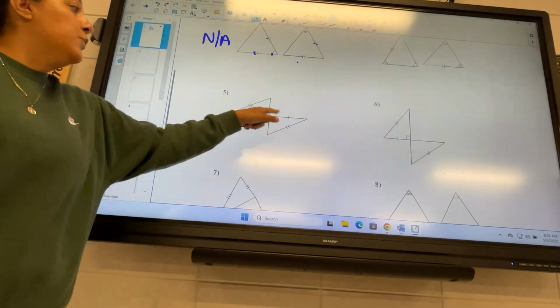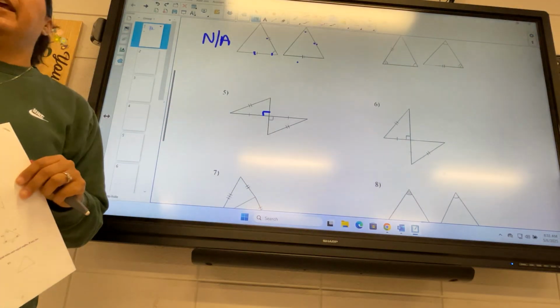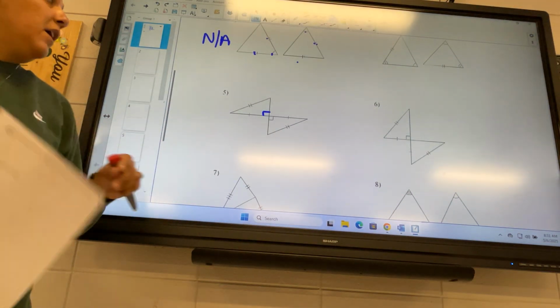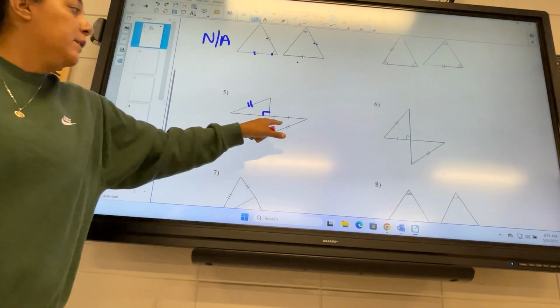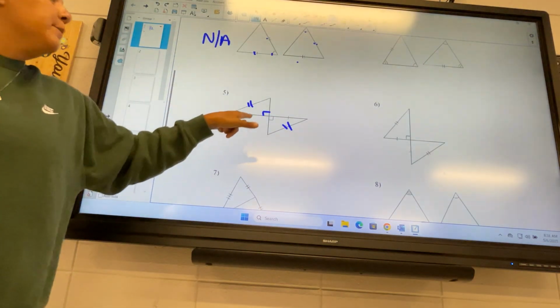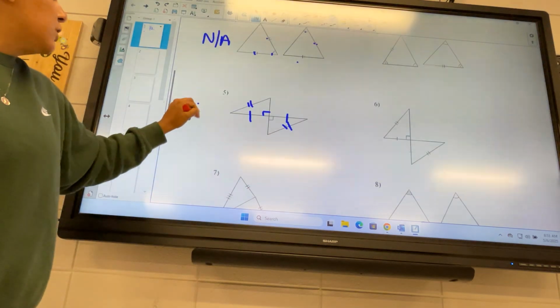As well as there's two side marks and an angle. So it's either going to be NA, side, angle, side, or HL. And in this one, the hypotenuse is marked, the side across from the square, and one leg is marked. So this is going to be HL.